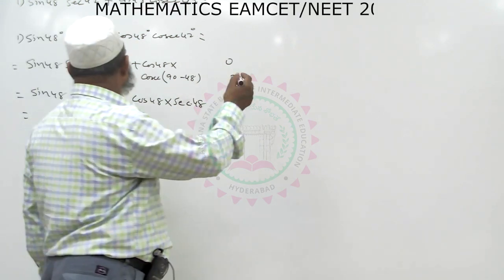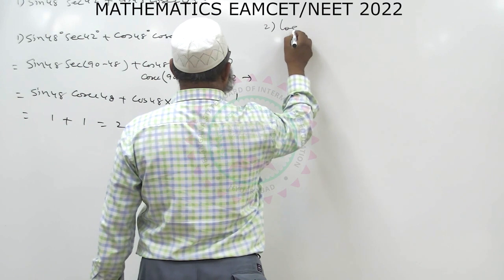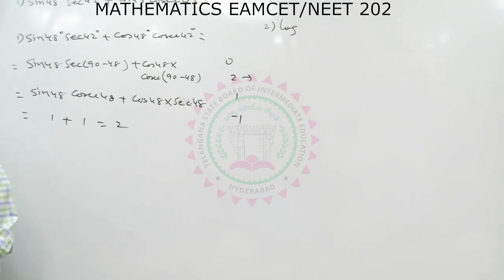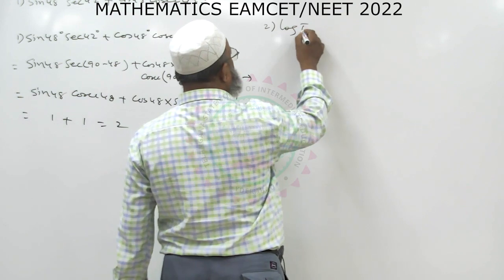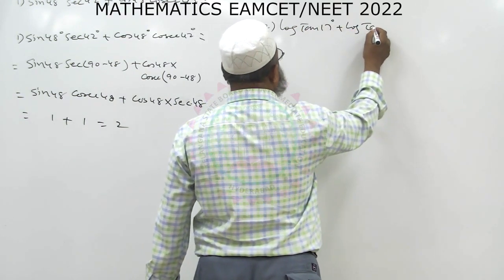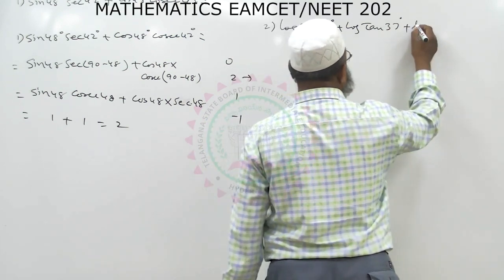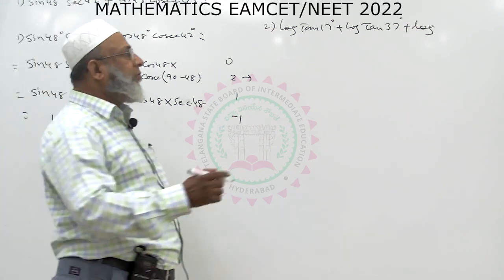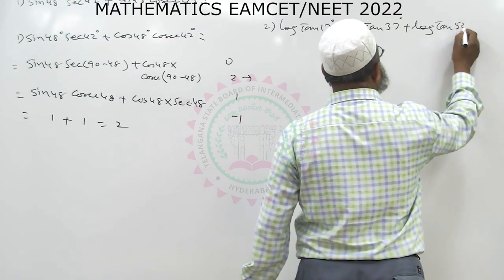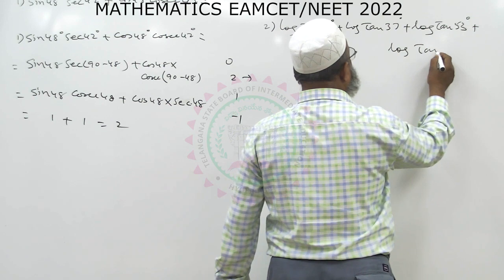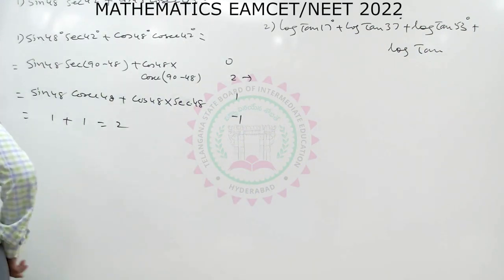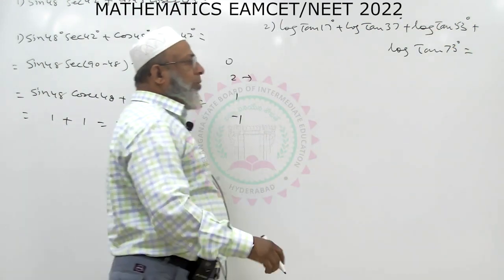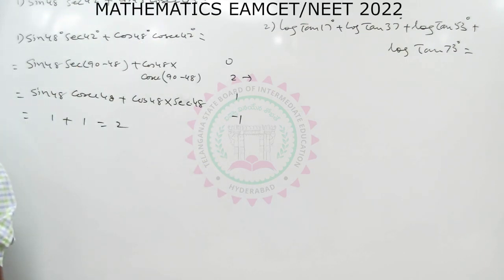Okay. Now, come to the second question. Log tan 17 degree plus log tan 37 degree plus log tan 50 degree plus log tan 73 degree is equal to, the options are 0, 1, 2, 3.